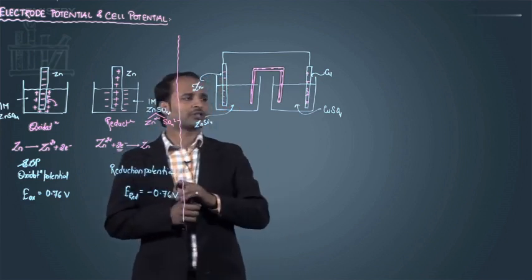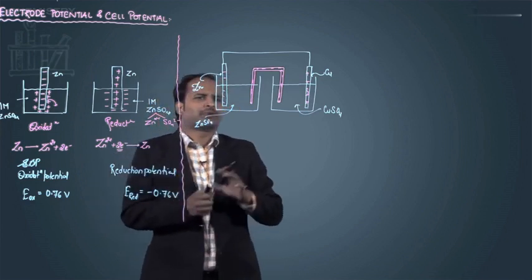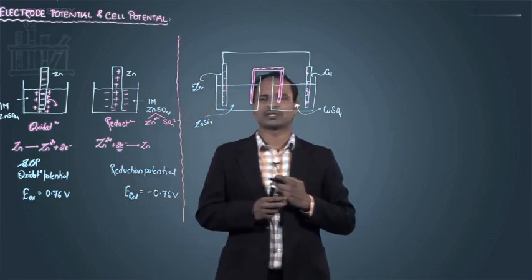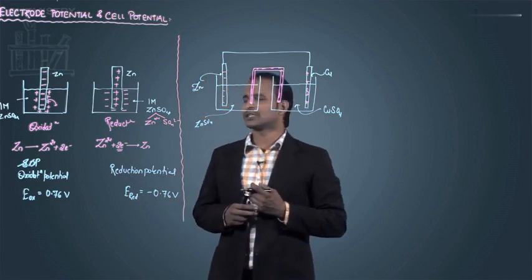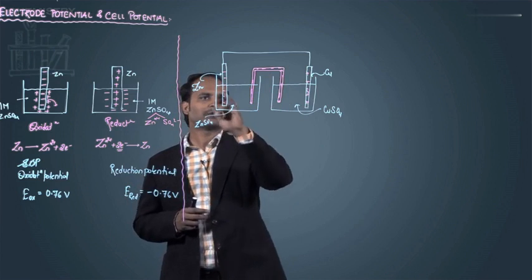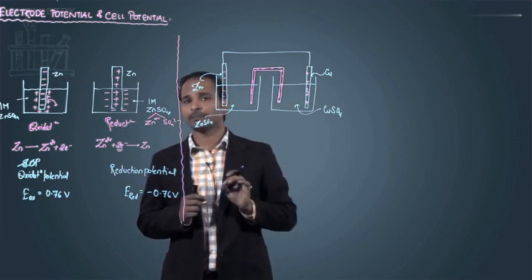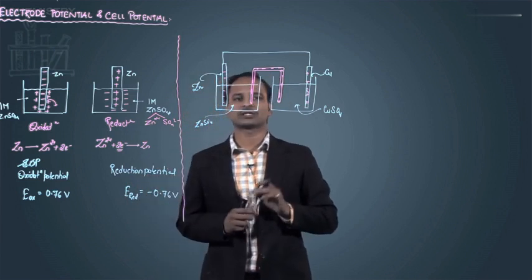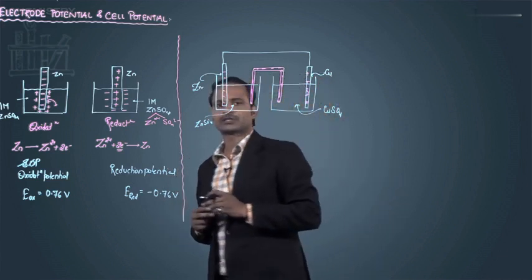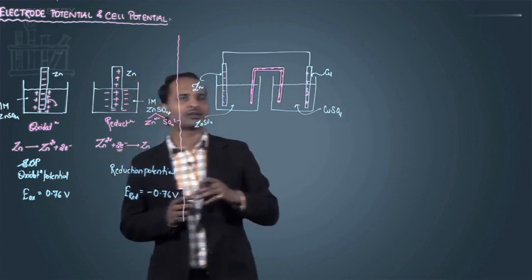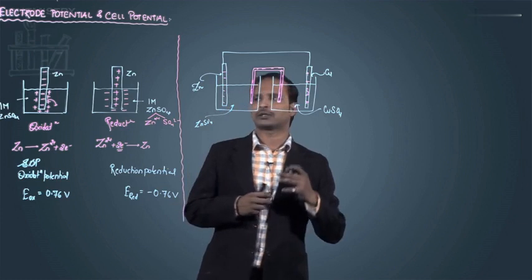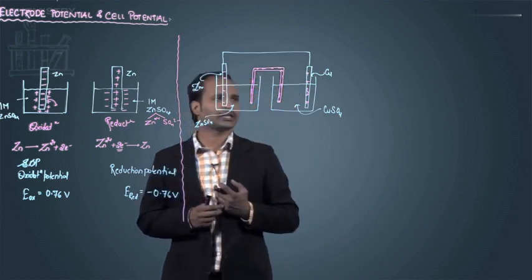Now, how to know how much the cell potential will be without carrying out the experiment? See, the cell works only when both the electrodes have different potentials. If both the electrodes have the same potential, the cell will not work, because no electricity will pass. So electricity is generated only when two electrodes with different potentials are connected with each other.